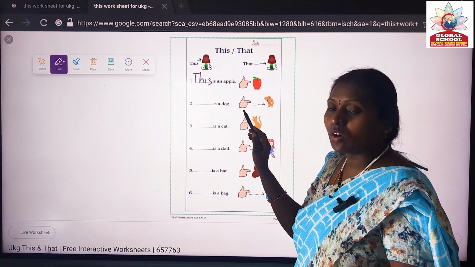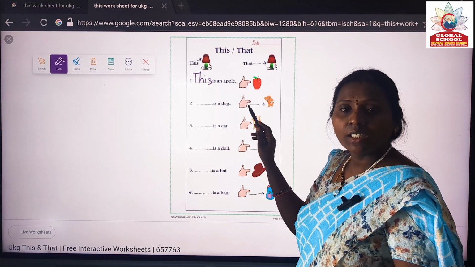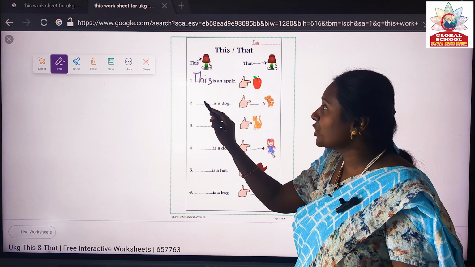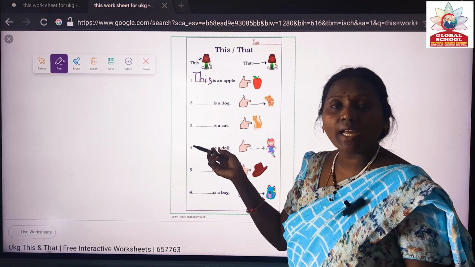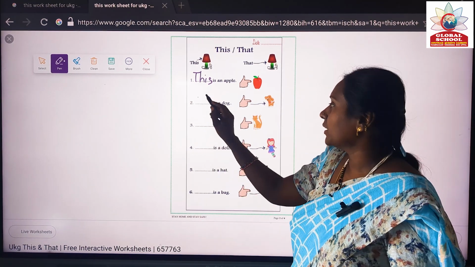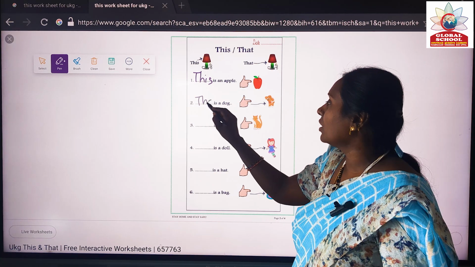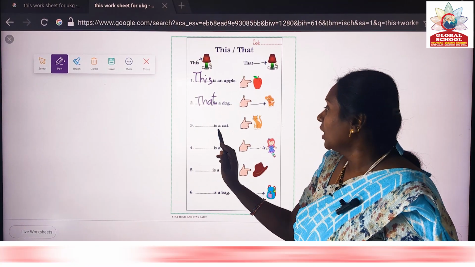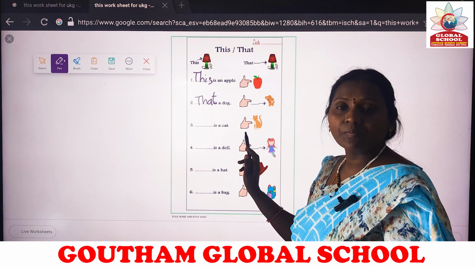Next. ___ is a dog. Where is the dog? Is it far or near? Far. Far means what we should write? This or that? That. That is a dog. Is it? Now next.